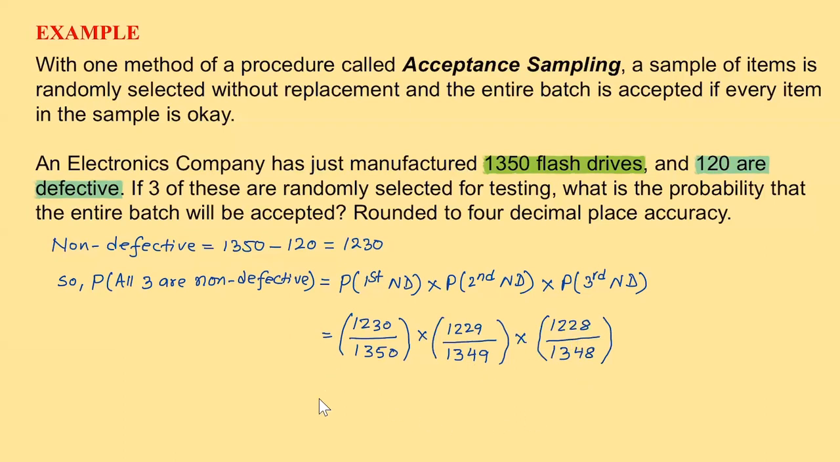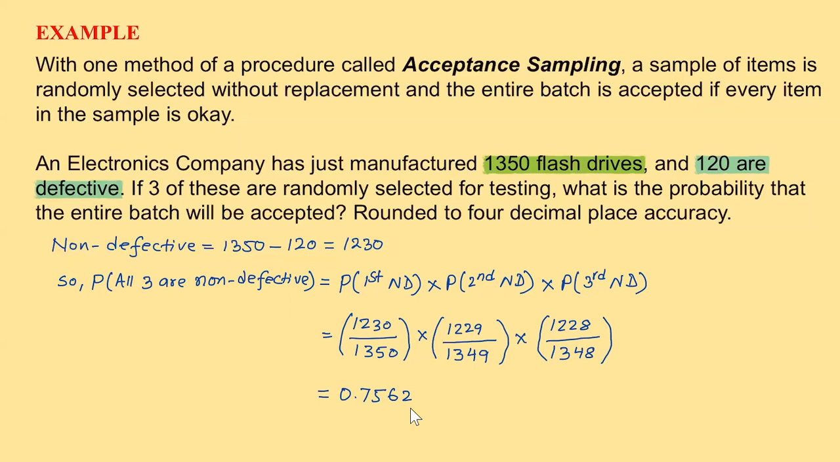So now if we multiply the results using a calculator, it is 0.7562. So that is the probability that the entire batch will be accepted.